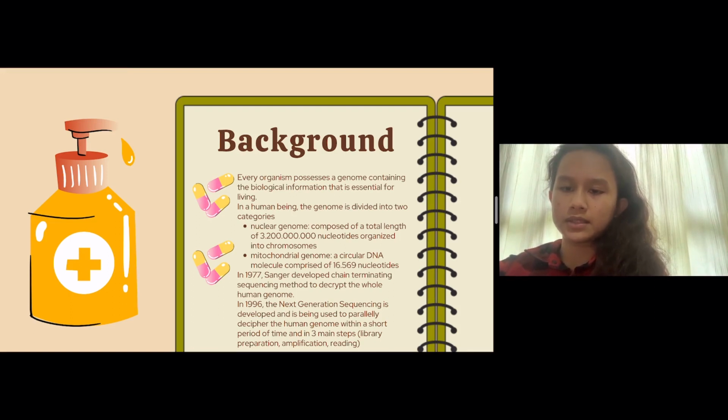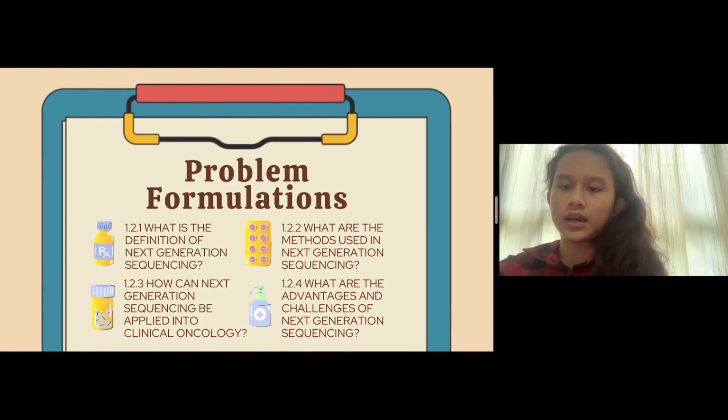It requires 3 main steps, which is library preparation, done by DNA fragmenting and conducting an in vitro adapter ligation, and there's amplification of the library through either emulsion or bridge PCR to increase the availability of DNA, and then there's reading through the use of several cyclic array sequencing methods, which consist of pyrosequencing, sequencing by ligation, and sequencing by synthesis.